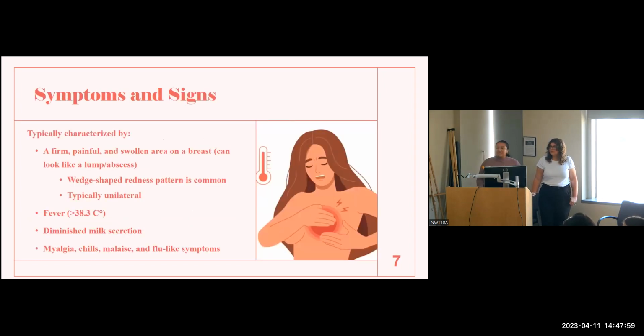And then some symptoms and signs. A patient will present in the clinic with a firm, painful, and swollen area on the breast. It can also look like some kind of lump or abscess. A wedge-shaped redness is also very common, and it's typically unilateral. She can also present with fever, diminished milk secretion, and overall flu-like symptoms, feeling very bad overall.